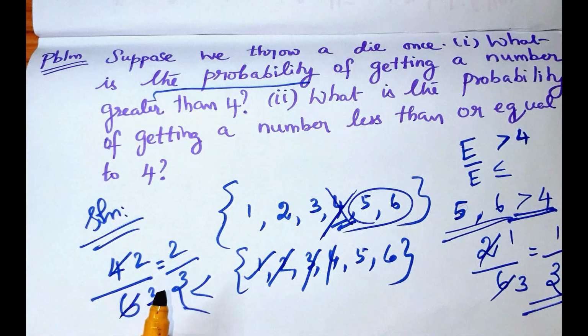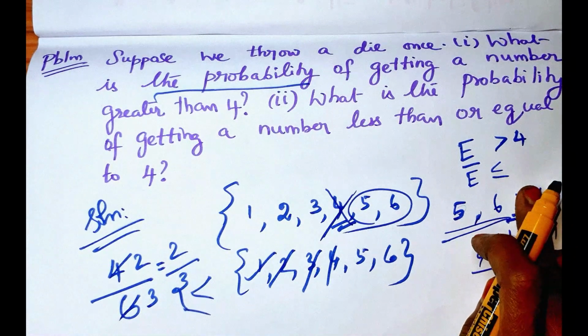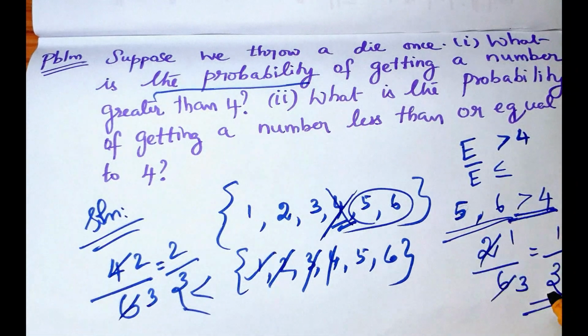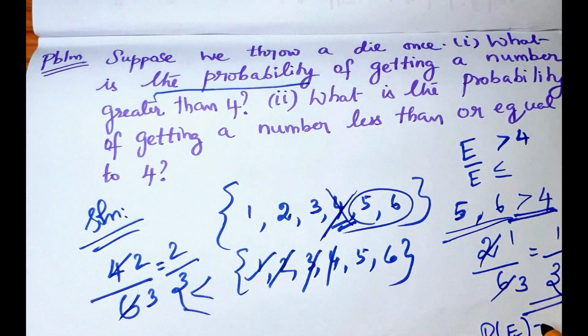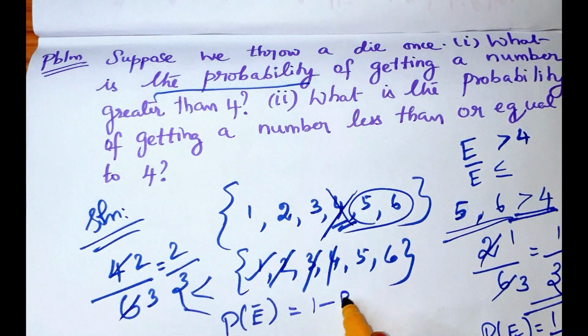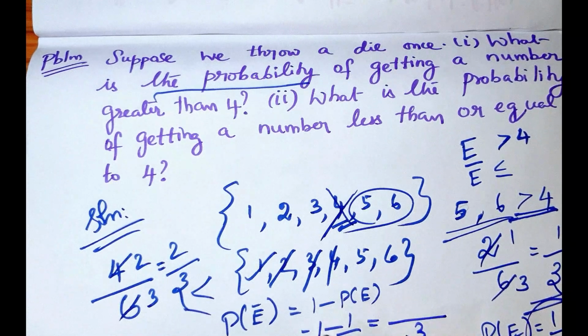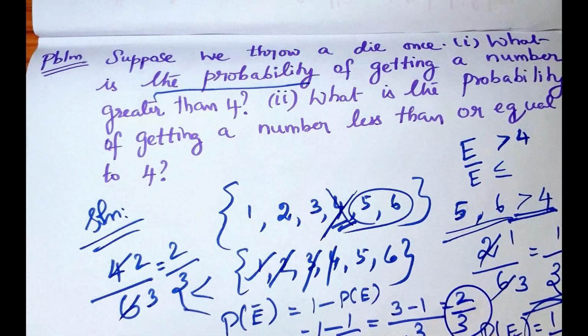What is the second one? If I take E as the event which is greater than 4, E bar means less than or equal to 4, and we got P of E as 1 by 3. If I want to calculate P of E bar, the numbers which are less than or equal to 4, it is equal to 1 minus P of E, which is 1 minus 1 by 3. Taking the LCM, 3 has to be multiplied with this 1. So 3 minus 1, which is 2 by 3. This only we got here.